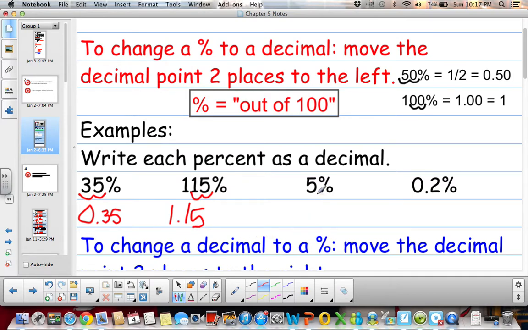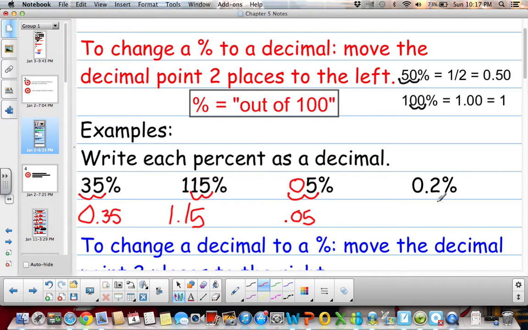5%, we always start again after the ones place, so we start after the 5. We go over 2. We always go over 2 even if there's not a number there. If there's not a number there, then we add a 0. So our decimal for 5% is going to be 0.05. This is the biggest mistake that I see, that people forget to add their 0. So make sure you add a 0.